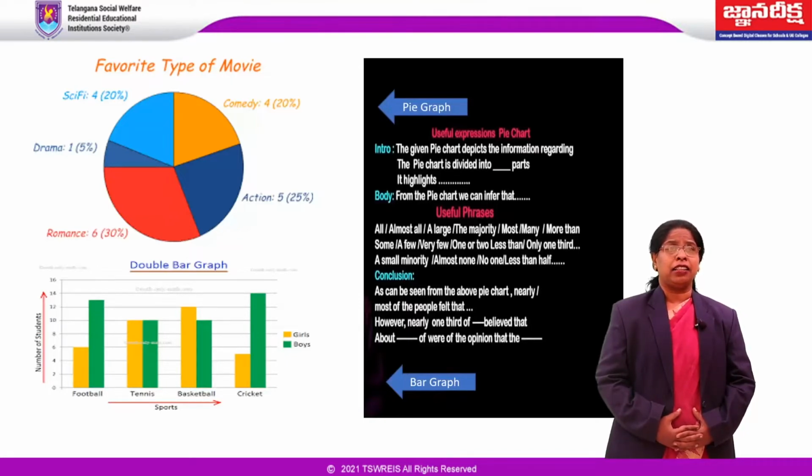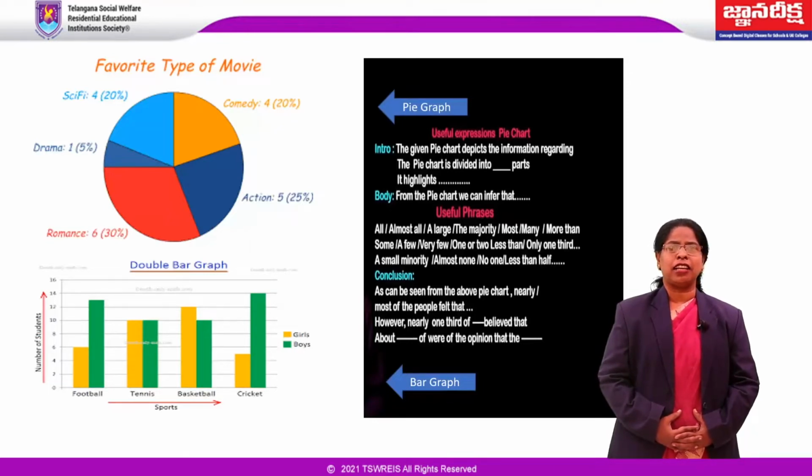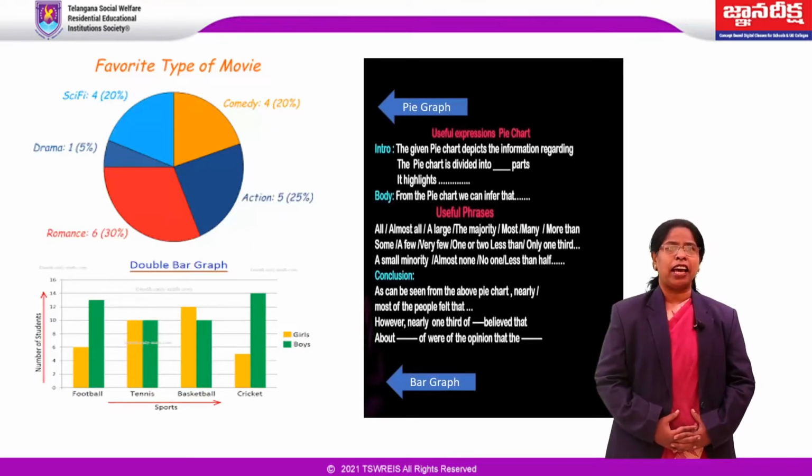And next, dear students, when we try to paragraph it, we divide the whole content, the information, into three parts: the introduction, the body and the conclusion. Whatever information you would like to transfer from the figure or the diagram into the text, you can make it into three sectors: the introduction part, body and the conclusion.